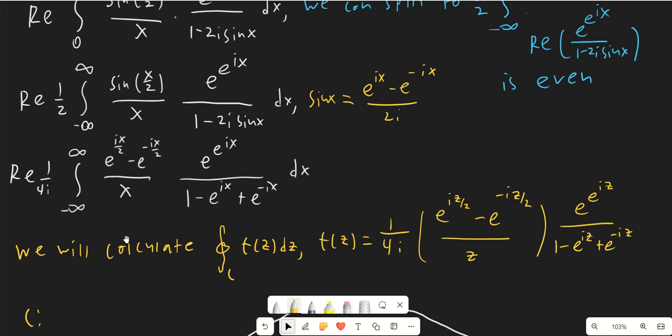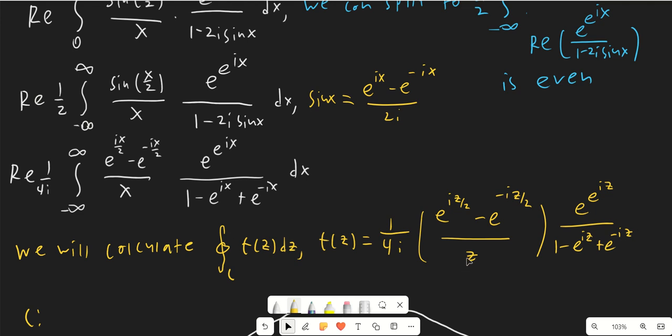So we're going to be calculating the contour integral over a closed contour C of f of z dz. And in this case, f of z is going to be 1 over 4i times e to the iz over 2 minus e to the negative iz over 2, all over z times e to the iz over 1 minus e to the iz plus e to the negative iz.